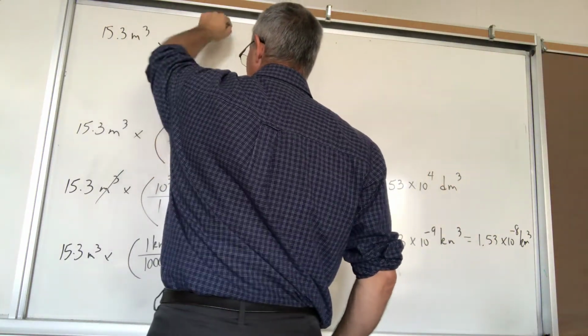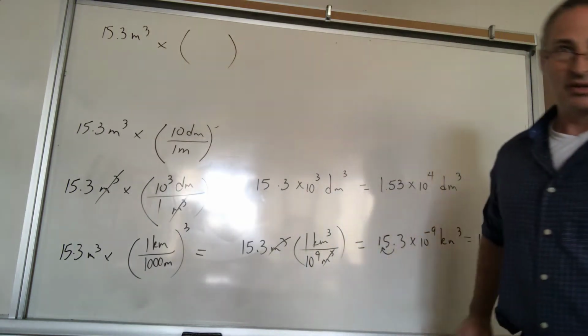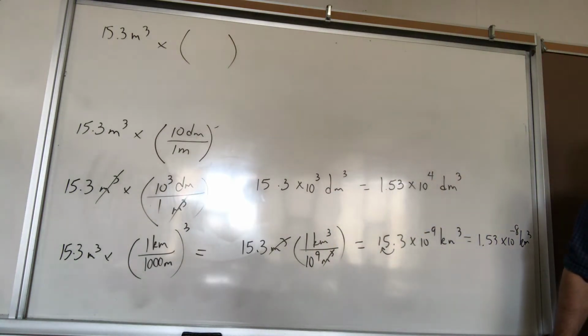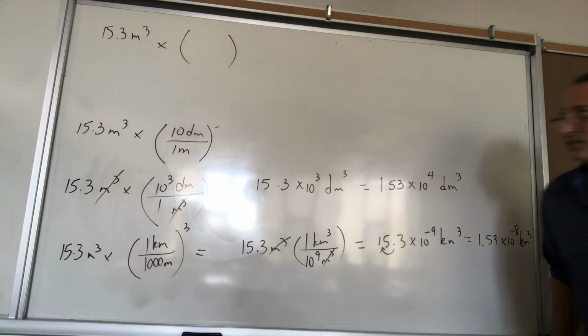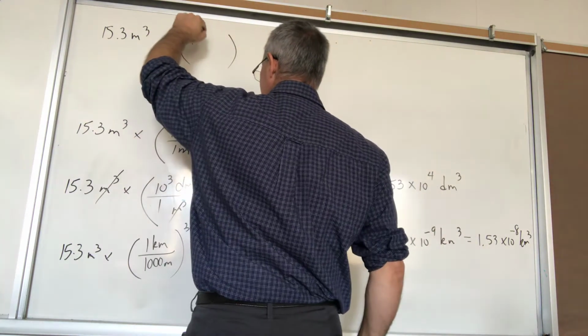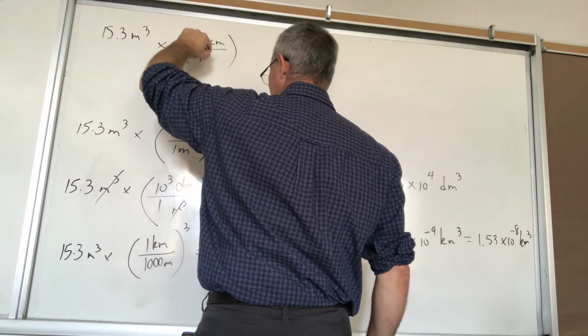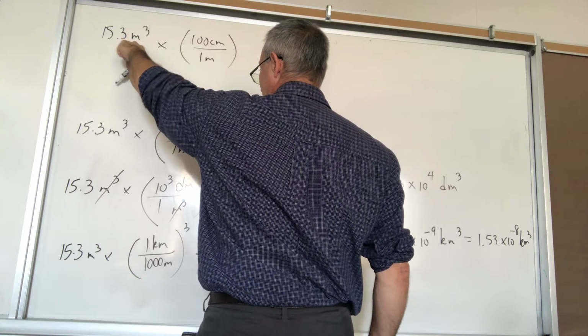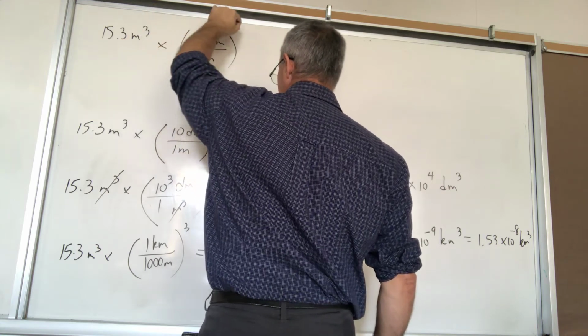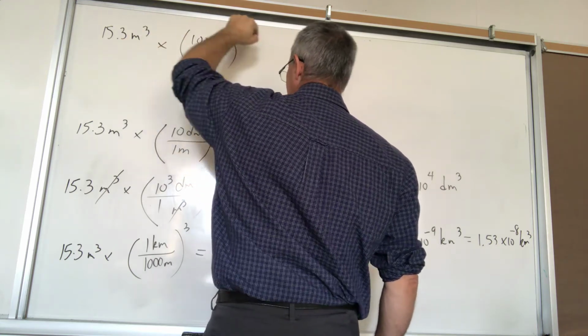Centimeters. What's the linear conversion of meters to centimeters? How many centimeters are in a meter? Centi. Okay, we went over this before. So 100 centimeters per 1 meter. Again, I put meters on the bottom because I want to get rid of meters. So I want to be able to cross it out eventually. That's going to look like that.